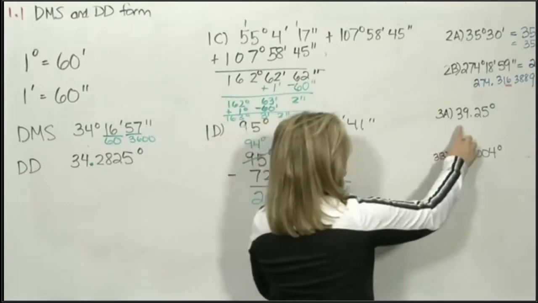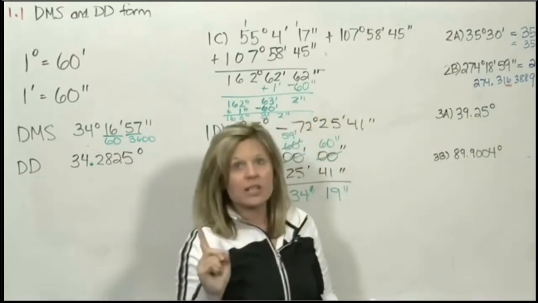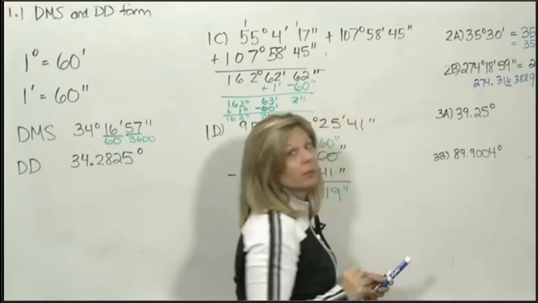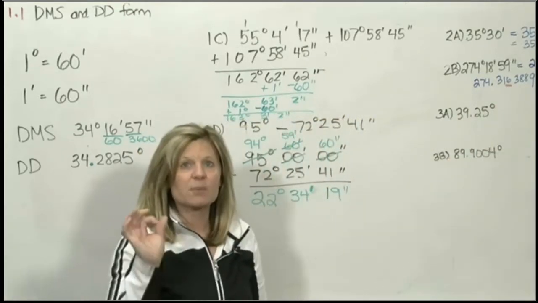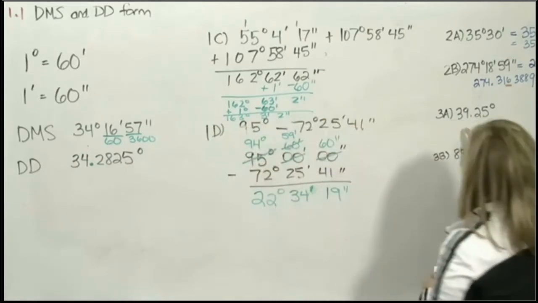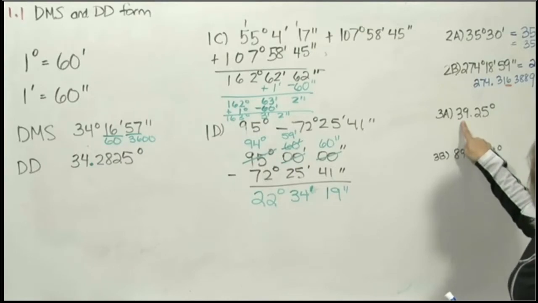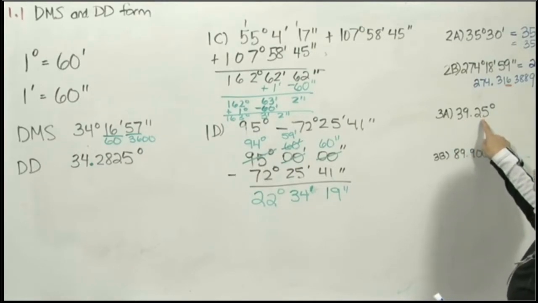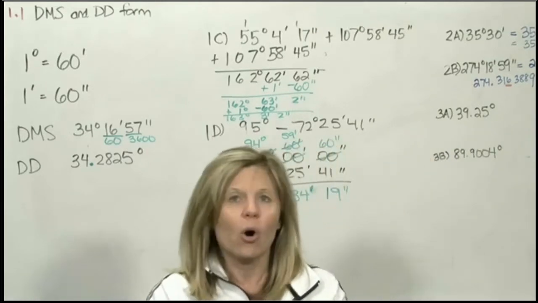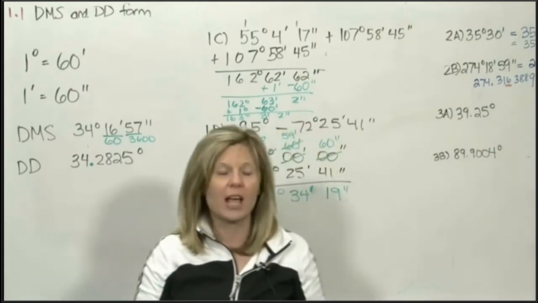If I had an angle in decimal degrees, and the reason why I know this is decimal degrees, it has a decimal point and has a degree symbol, I can change this back to DMS. Okay? Now I know it's 39 degrees, there's the whole. But I need to know if 25/100ths, how many minutes and how many seconds that is. All you got to do is you learn how to use your calculator.